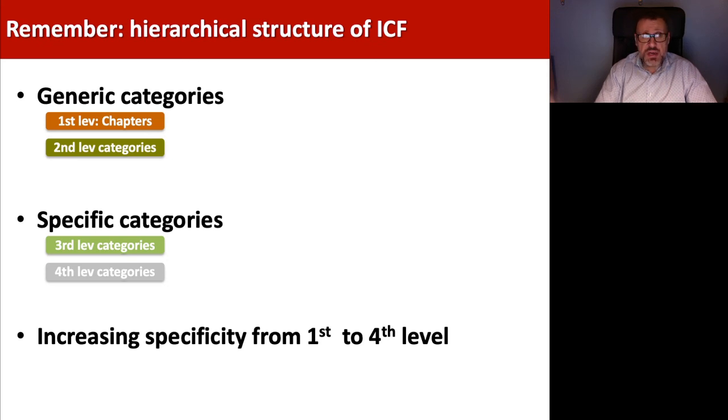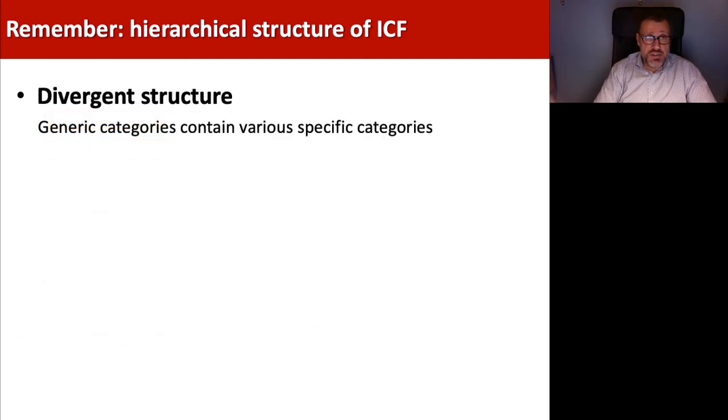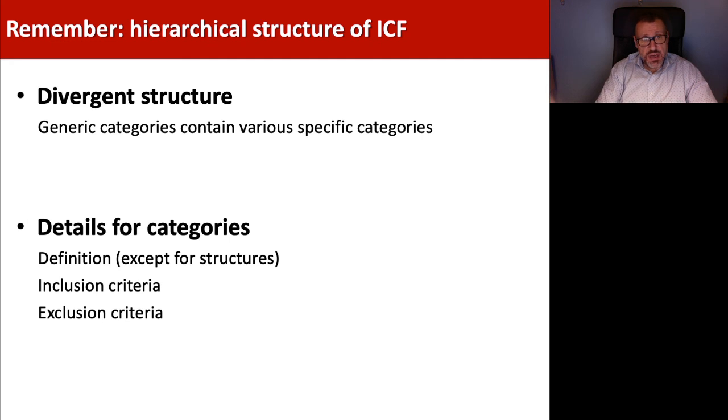As we said, generally speaking, first level categories are too broad. Second level categories are quite informative and fit for most purposes. It has a divergent structure because generic categories contain various specific categories, as we have seen. Most categories, the second level categories, include definitions, except for the structures component, and the second level categories also include inclusion and exclusion criteria.